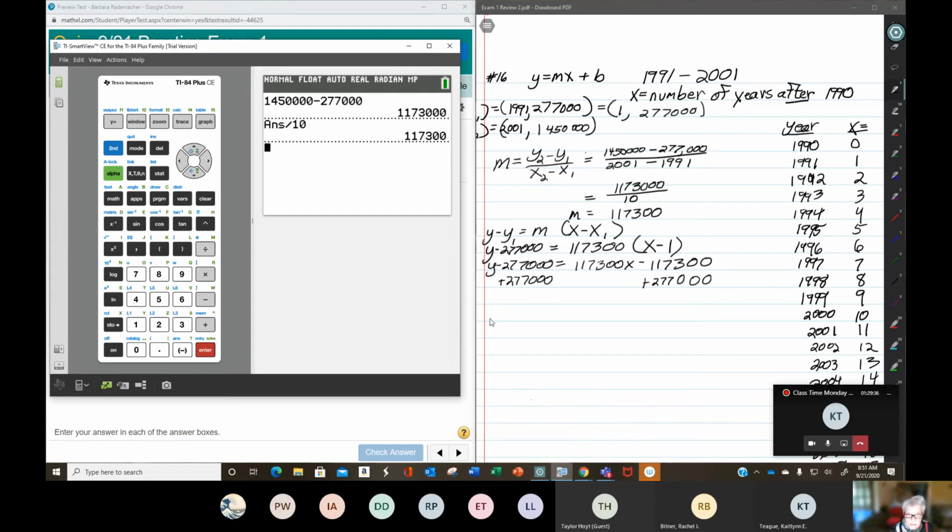Okay, so I'm going to have 277,000 minus 117,300, and I get 159,700. So y equals 117,300x plus, because the bigger number is positive, plus 159,700.